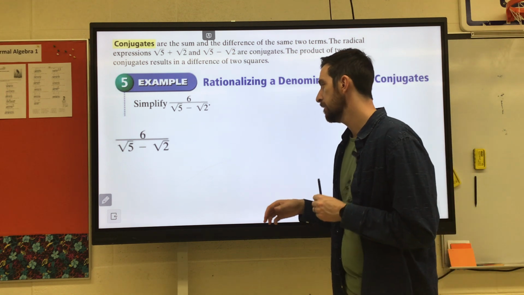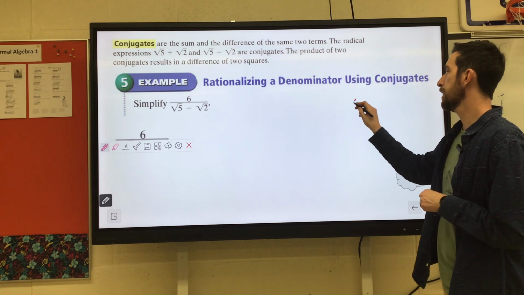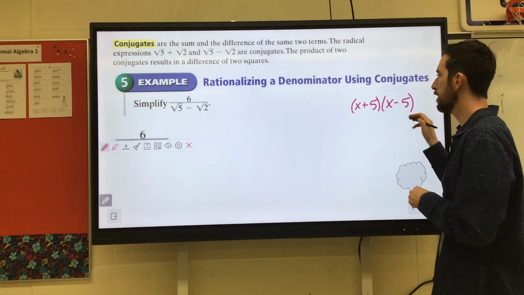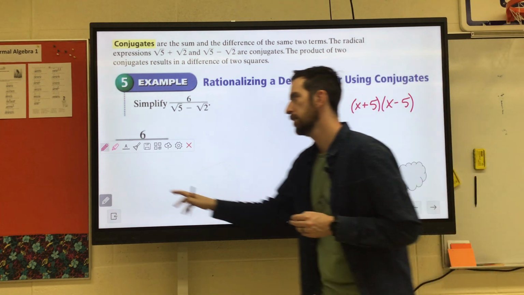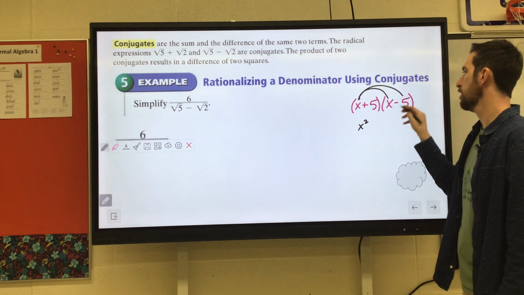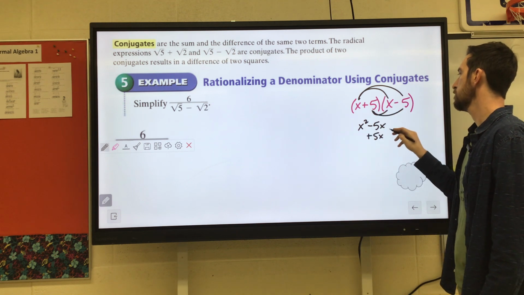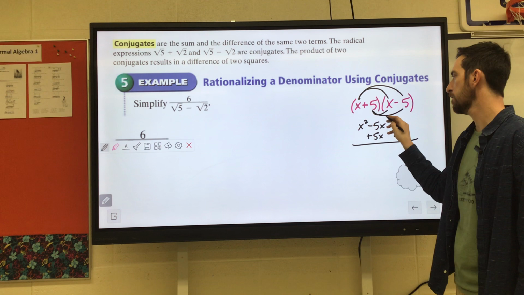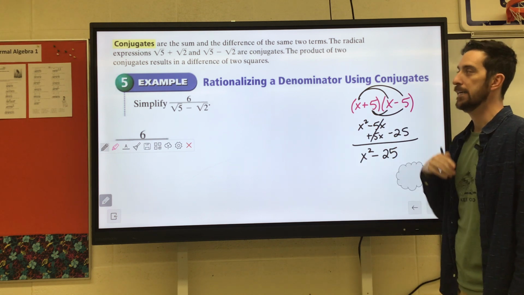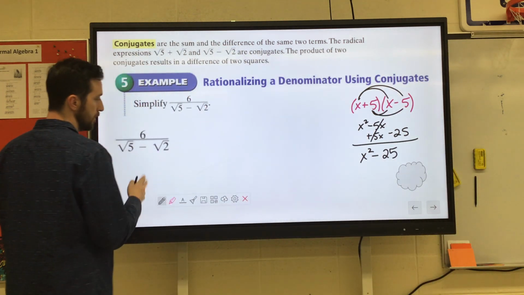And it's rooted in, if you remember the old difference of squares back in the day, when you had something like x plus 5 times x minus 5, they're the same thing except one has a plus, one has a minus. If you were to FOIL these out, we'd get x squared minus 5x plus 5x minus 25. And those middle terms cancel out. So it's just the first term squared minus the second term squared. That idea gets used here to cancel out the two radicals in the denominator.